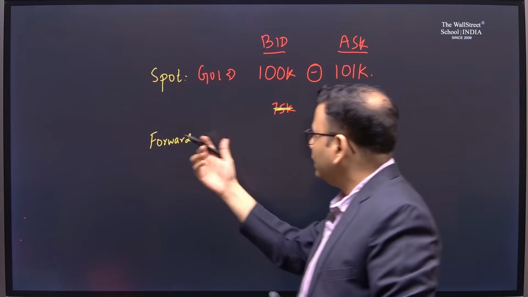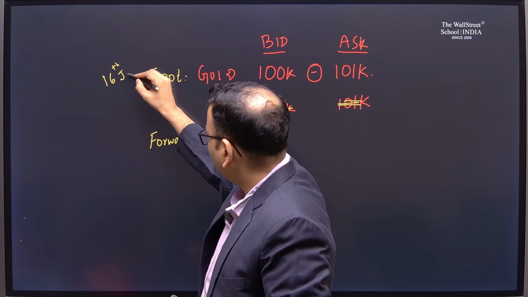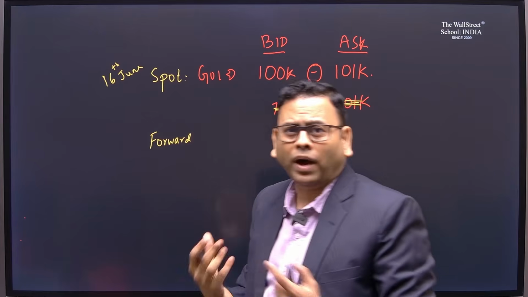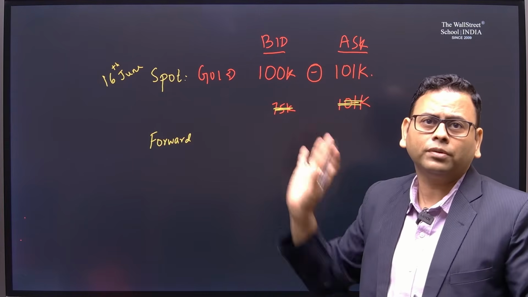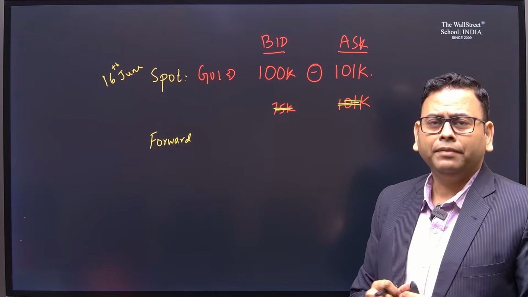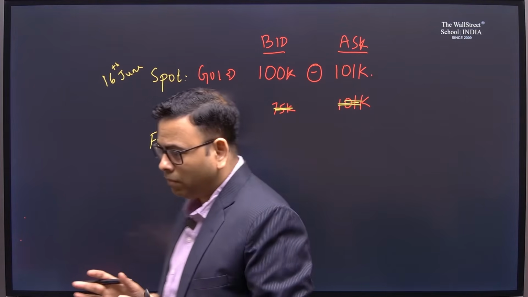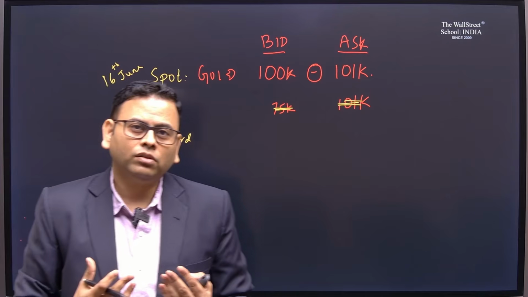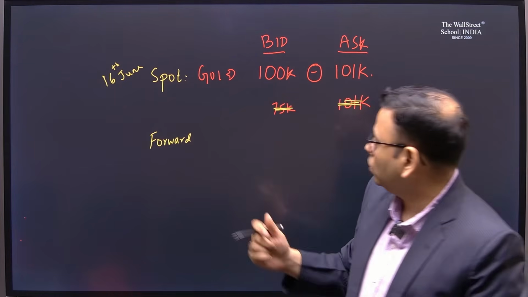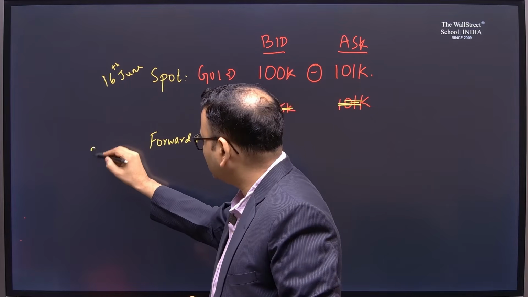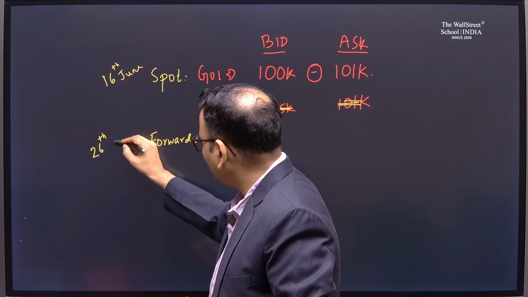So let's say today is 16th of June and you want to buy gold today. So you will go to Kalyan Jewellers and you will buy it at 101,000. But let's say my requirement is I don't want to buy gold today, but I want to buy gold, let's say 3 months down the line, wherein I have an occasion, right. So let's say I want to buy gold on 26th of, let's say, September.